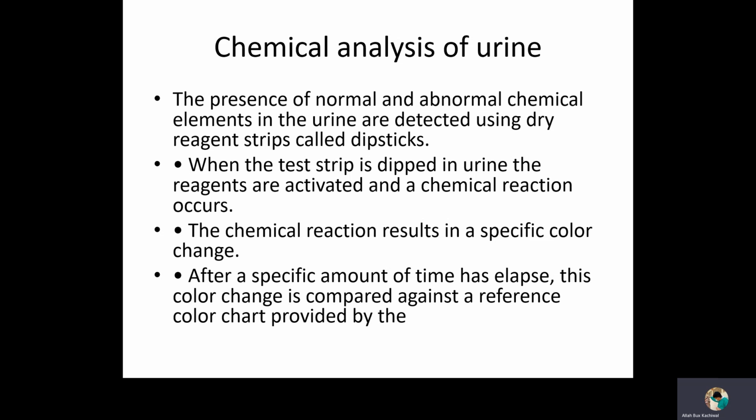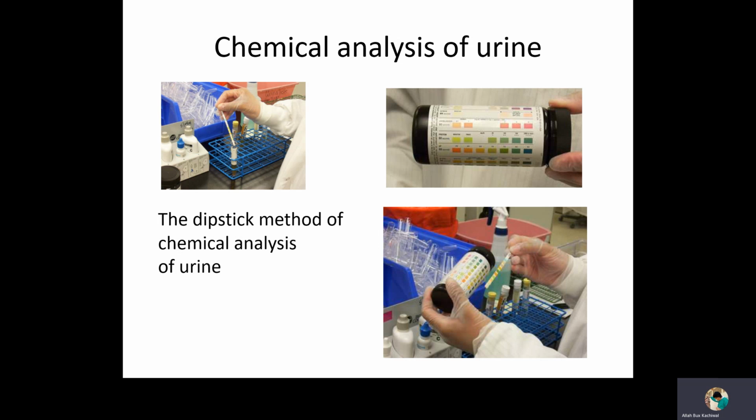The presence of normal and abnormal chemical elements in the urine is detected using dry reagent strips called dipsticks. When the test strip is dipped in the urine, the reagents are activated and a chemical reaction occurs. The chemical reaction results in a specific color change. After a specific amount of time has elapsed, this color change is compared against a reference color chart provided by the company or the kit.